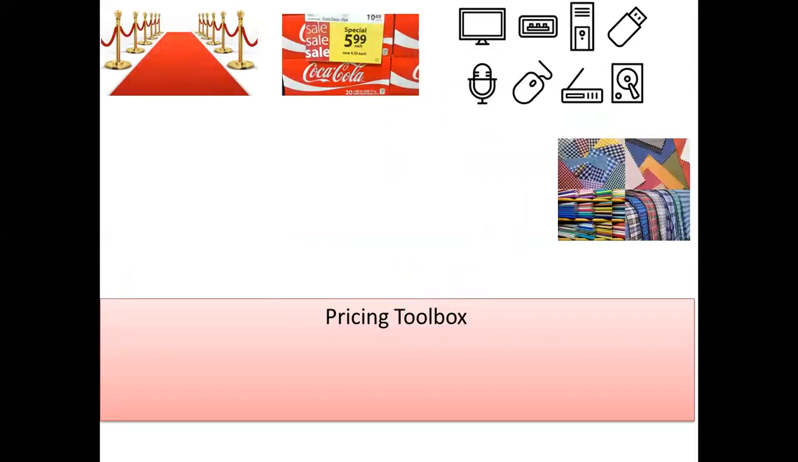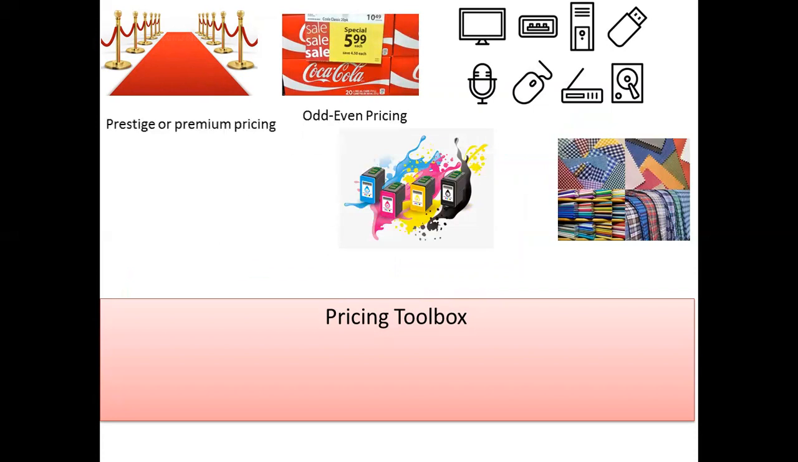So the remaining tools in the pricing toolbox may include a few more things. For example, there are different pricing strategies. Here we have the prestige or premium pricing. Then we have the odd even pricing. Then partition pricing, captive pricing, and last but not the least is price lining.